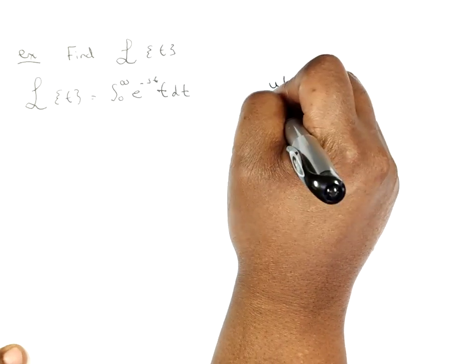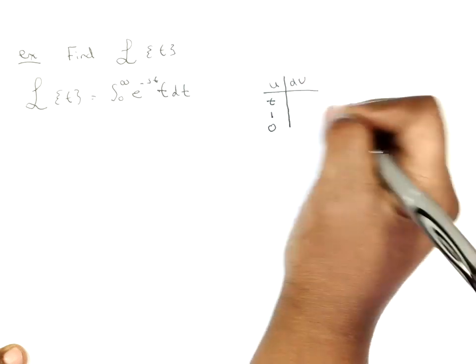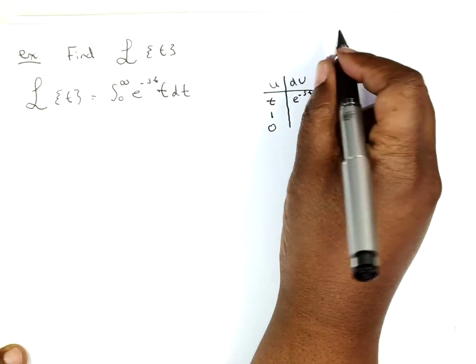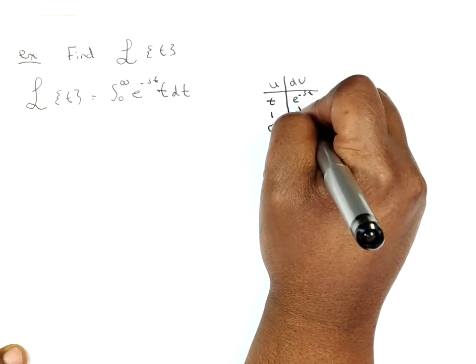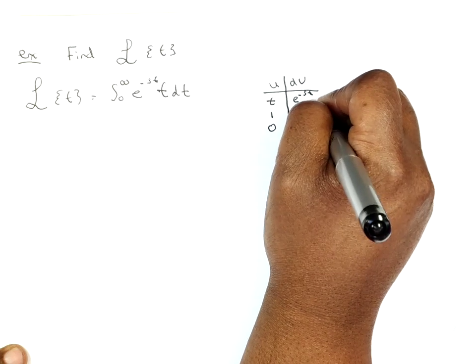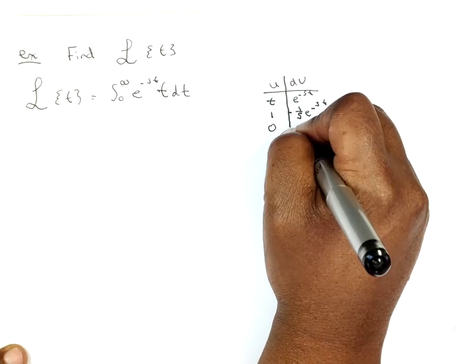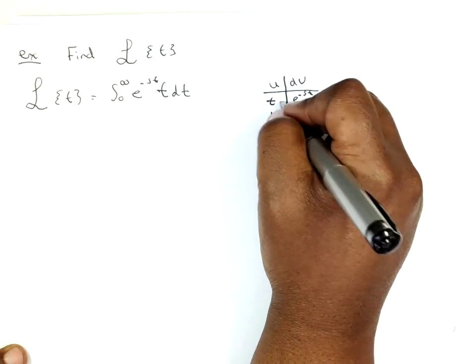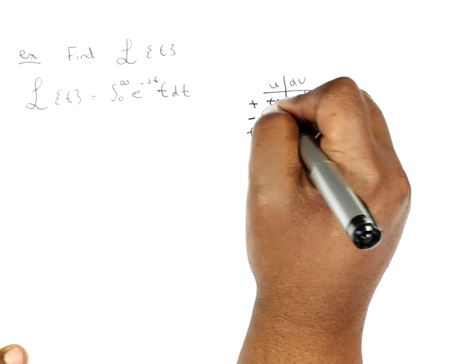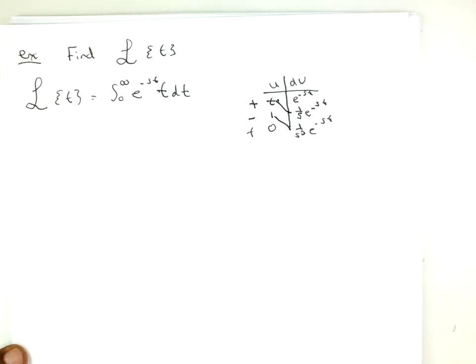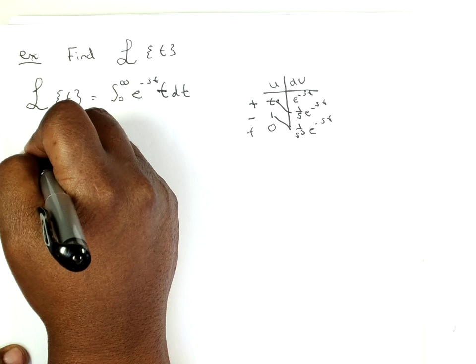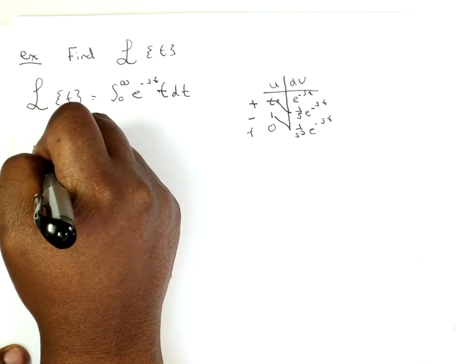So we start with our t, derivative is 1, then that derivative is 0. And we start with e to the negative st. When you integrate that, we get negative 1 over s, e to the negative st. And then when we integrate that, we get positive 1 over s squared, e to the negative st. And we know that those go on the diagonal. So the integral of that would be negative t over s.